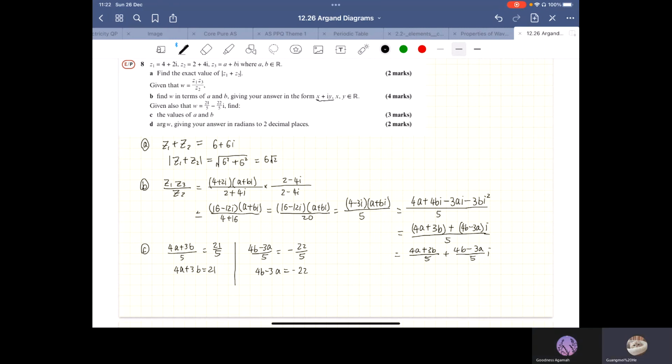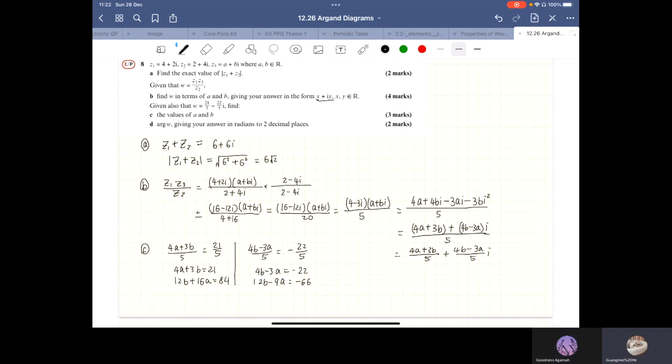And then we're just going to simplify. We can simplify this to 12b minus 9a is equal to negative 66 by multiplying both sides by 3. And on this side, we will simplify by multiplying both sides by 4. So we get 12b plus 16a equals 84. Please check if I made any mistakes.